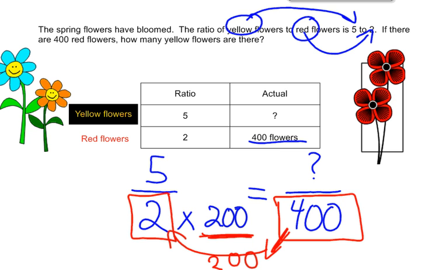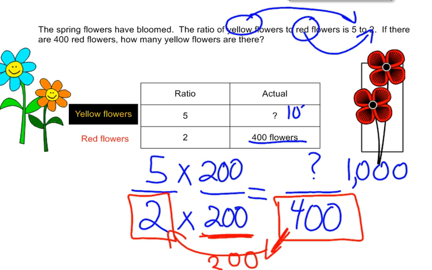But now we have this idea. We're going to use the number 200 over 200 to help us solve this. So 5 times 200, of course, gives us the answer of 1,000. And so in the end, we're going to have 1,000 up here, and that's going to be yellow flowers. So there were 400 red flowers, and there are going to be 1,000 yellow flowers.